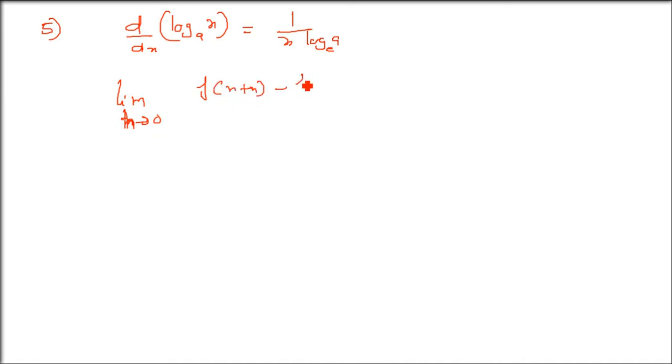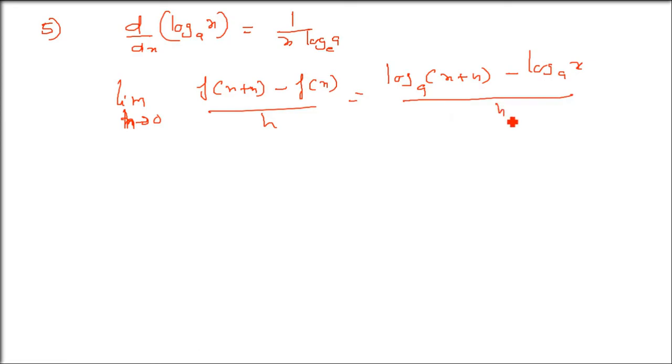So f(x plus h) minus f(x) by h. So what is f(x plus h)? Log base is a, x plus h. And you have to write base a. Log base a of x, and divided by h. And since we already saw in the previous question, log a minus log b is log a by b. So you can write it as log base a, (x plus h) by x. Now you can write it as x by x is 1 and this is h by x. Always you can write it as x by x is 1 and this is h by x.